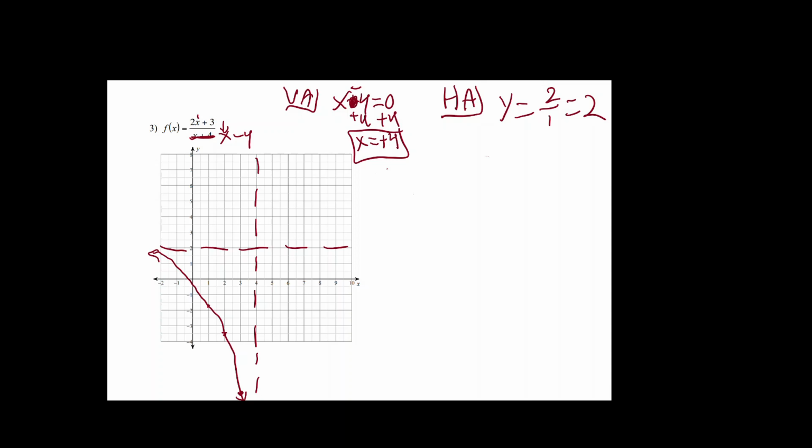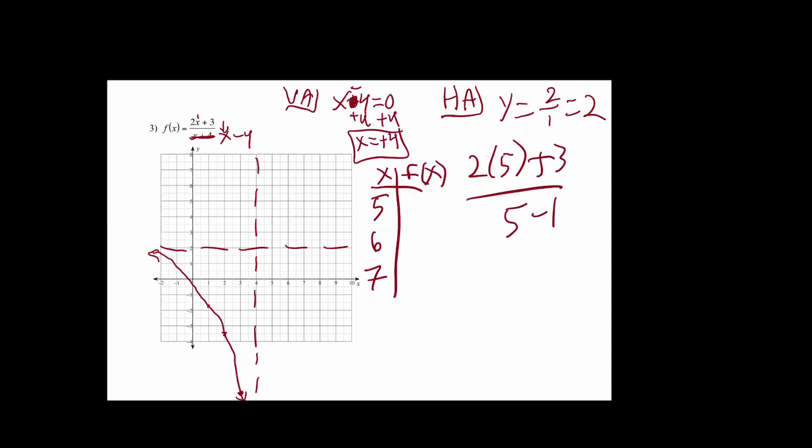So for the right-hand side here, I'm going to test out 5, 6, and 7. So we're going to have 5, 6, 7. I'm going to take 5 and plug it in there. I'm going to have 2 times 5 plus 3 all over 5 minus 4. So this ends up being 13 over 1. So when x is 5, f of x is 13.